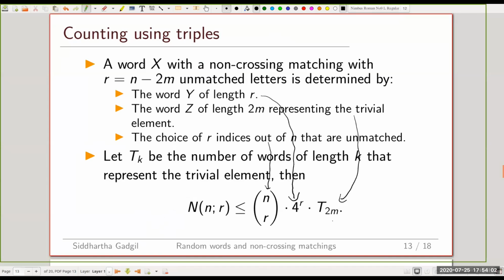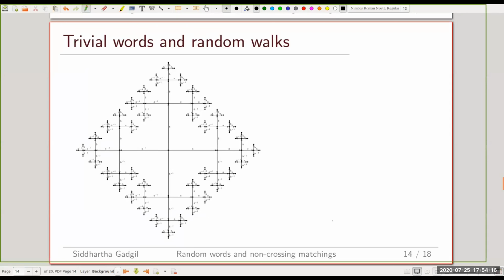And the warning here is that N choose R is quite big. I mean, it's exponential in N. So it's the evil combinatorial term. We need to control T2M well enough to defeat this evil combinatorial term. Okay, so let me give a quick heuristic. What happens here? Okay, so this is a picture. We can think of trivial words in the free group in terms of random walks. This is what's called a Cayley graph of the free group.